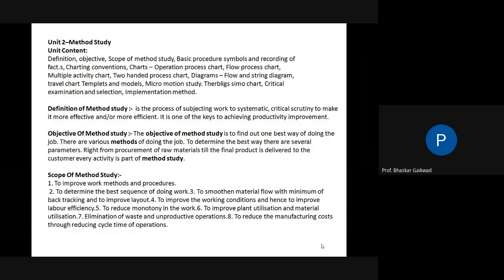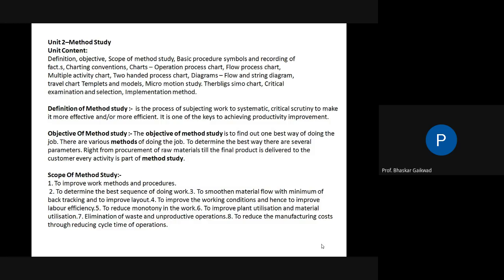What is actually the syllabus of method study? As usual, what is actually method study? Objective of method study, scope of method study in industry, what are the procedures and what are the different charts actually being used in industry, and through this we can get the actual times required for manufacturing a component, and neglect unnecessary methods and unnecessary activities.